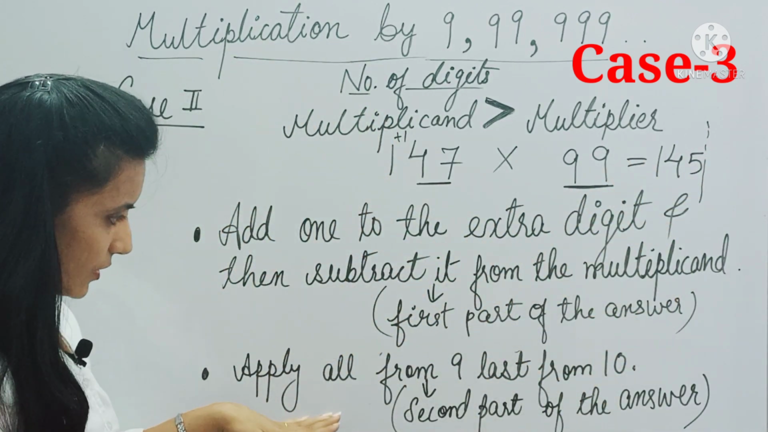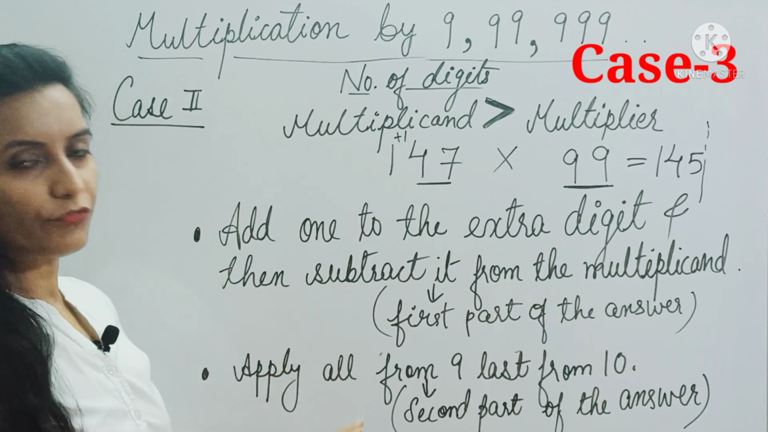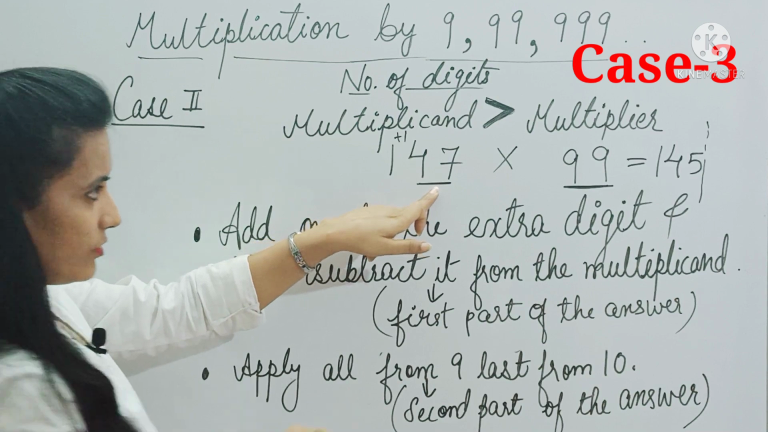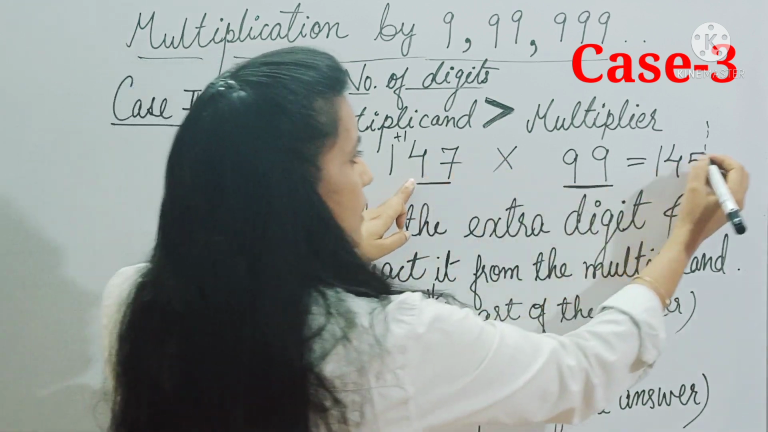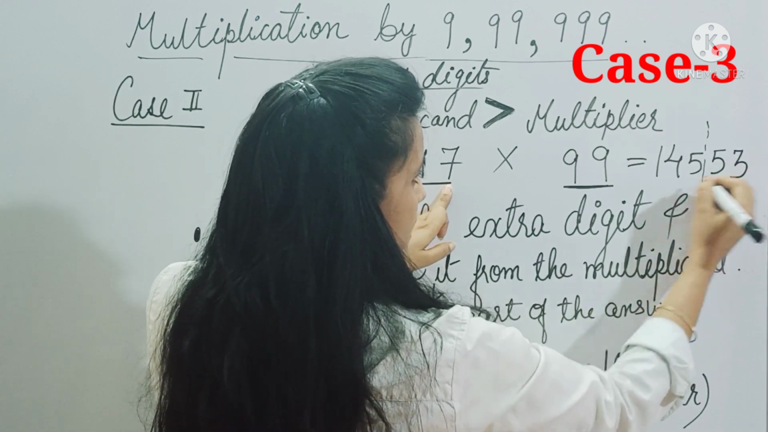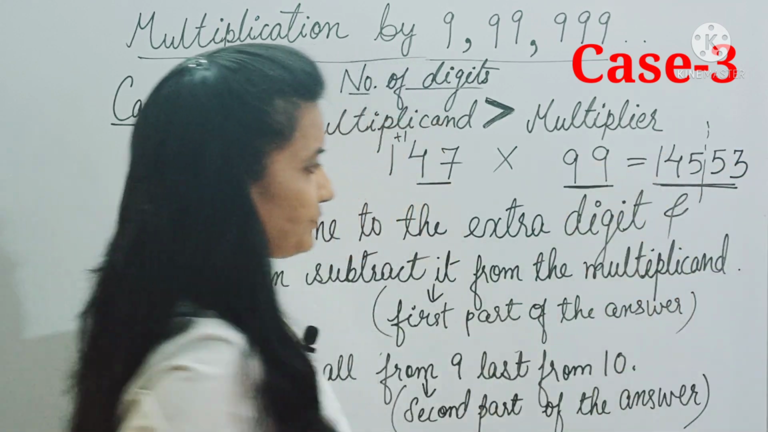And for the second part, apply all from 9 and last from 10 to the underlined digits. Alright, so 4 plus 5 is 9 and 7 plus 3 is 10. So this is your answer.